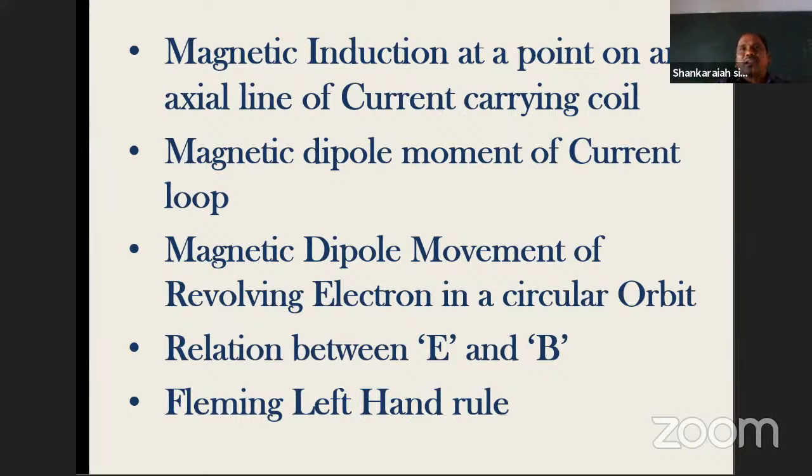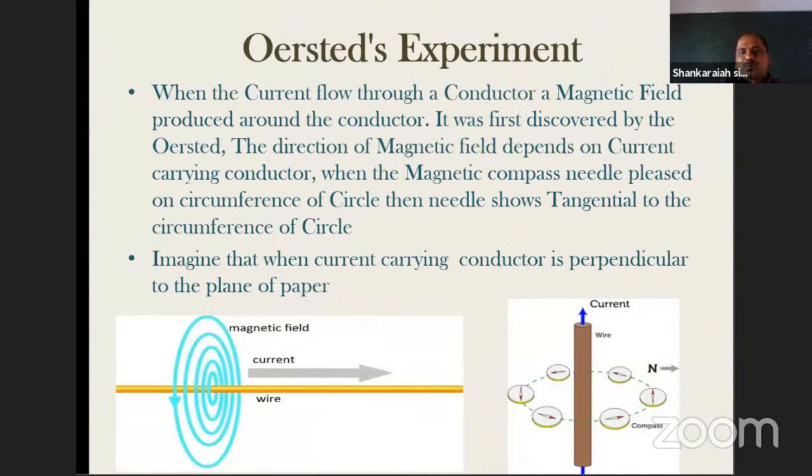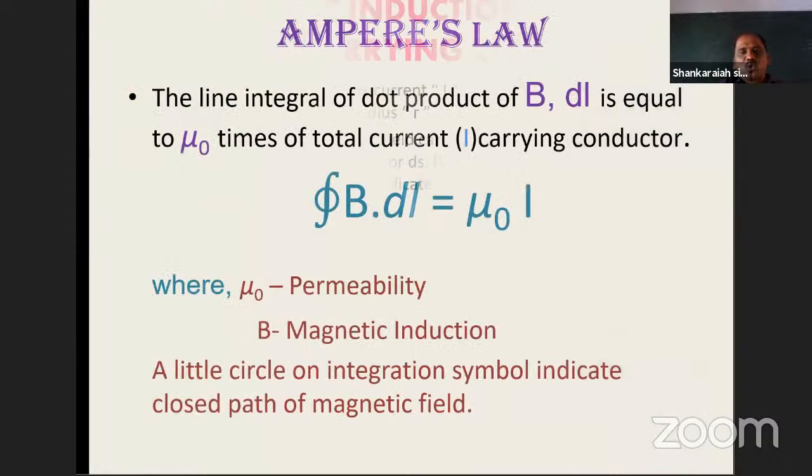Next, today we are discussing the second application of Biot-Savart law. The second application is magnetic induction at a point on the axial line of a current carrying coil. To review, Oersted's experiment is over. Next, Ampere's law is over.